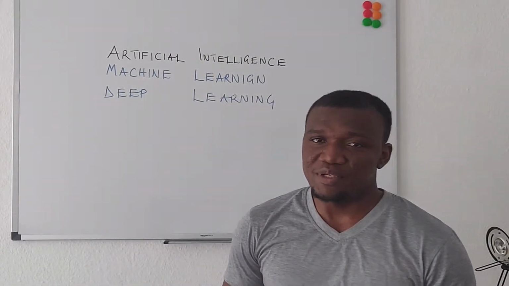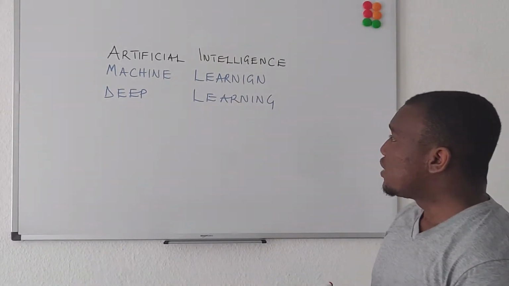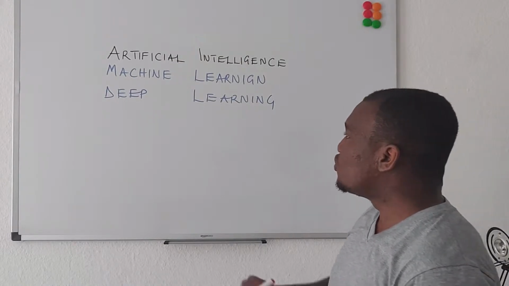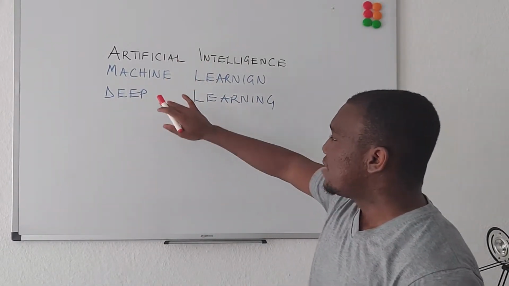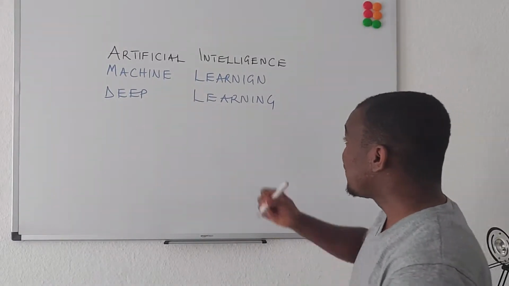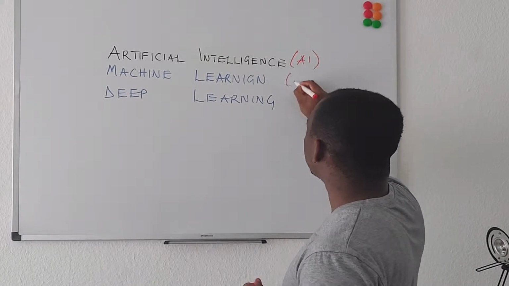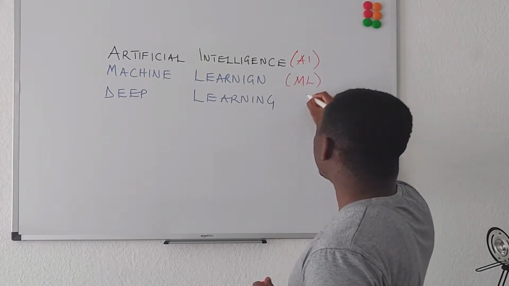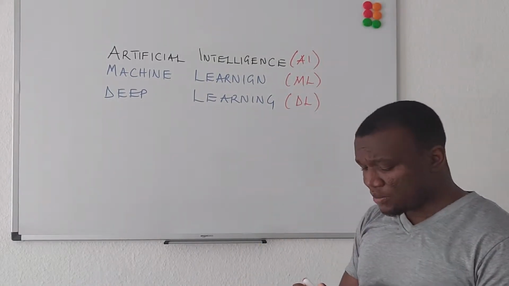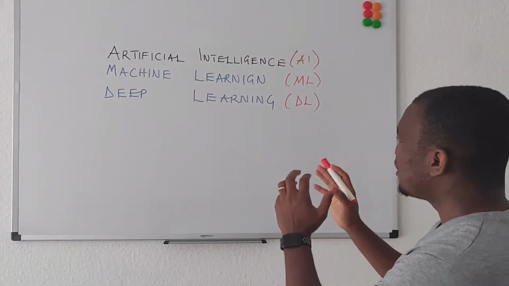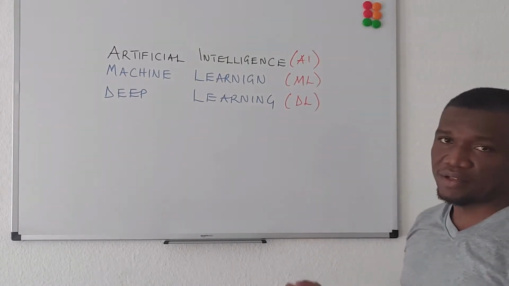On to this episode. In this episode, my aim is to try to help you establish the link between artificial intelligence, machine learning, and deep learning, hereinafter referred to as AI, ML, and DL, respectively. Okay, so I'm going to help you to establish the link between AI, ML, and DL.